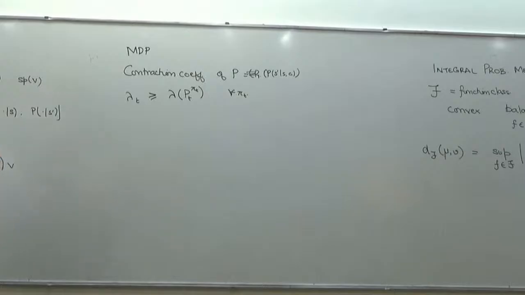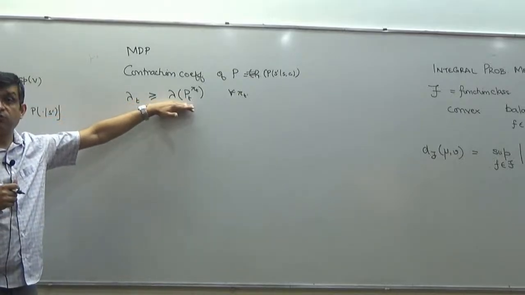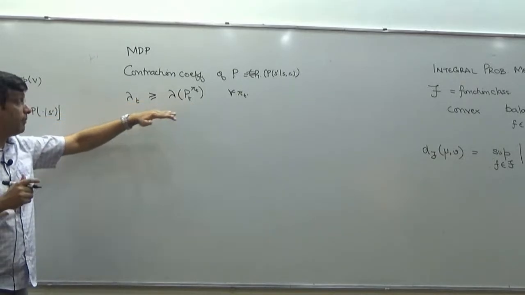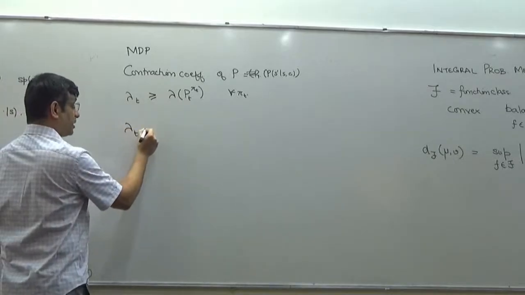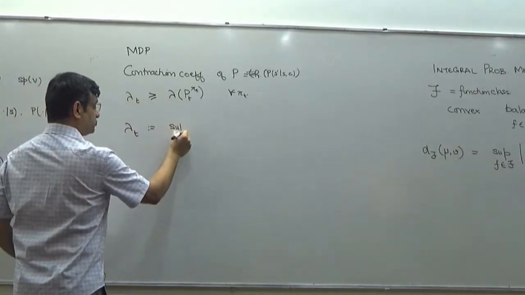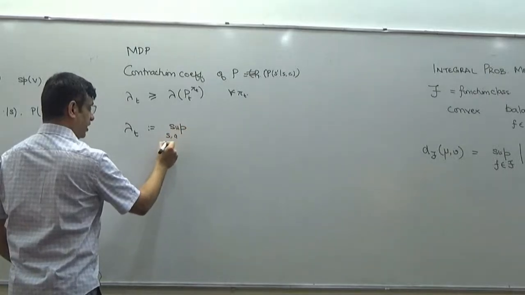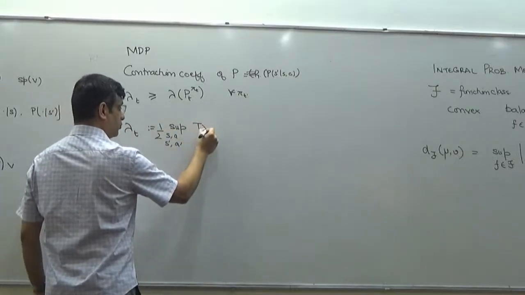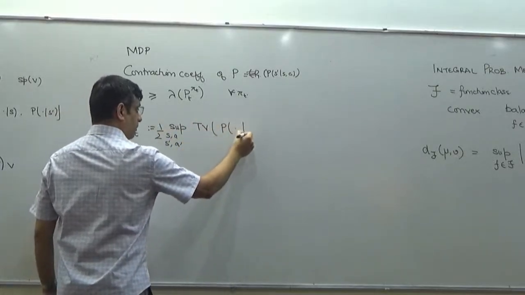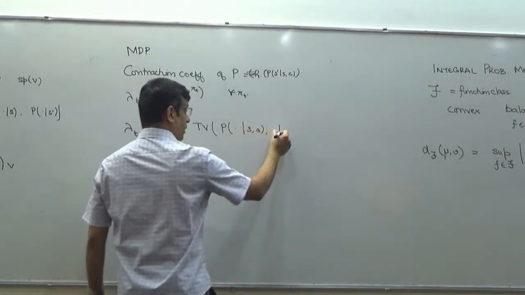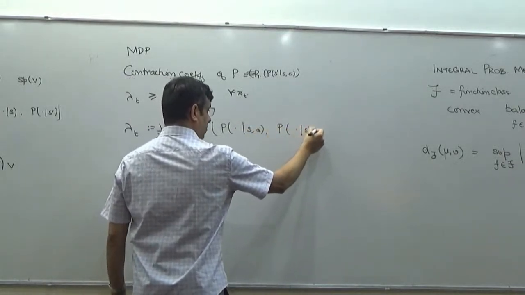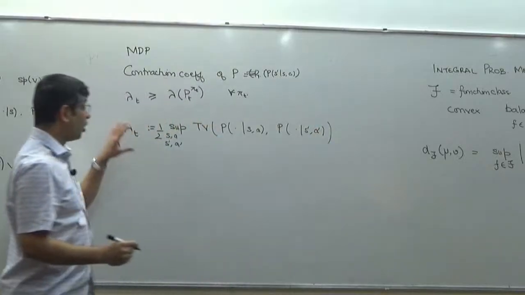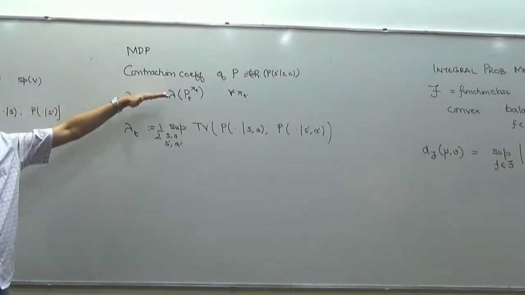So, suppose I can find an ergodicity coefficient which is greater than the ergodicity coefficient of all policies. Okay. My claim is that if I define lambda to be equal to the sup over all S A and S prime A prime, half of the total variation distance between S A and S prime A prime, this object has this property, and in the notes I gave a proof of that.